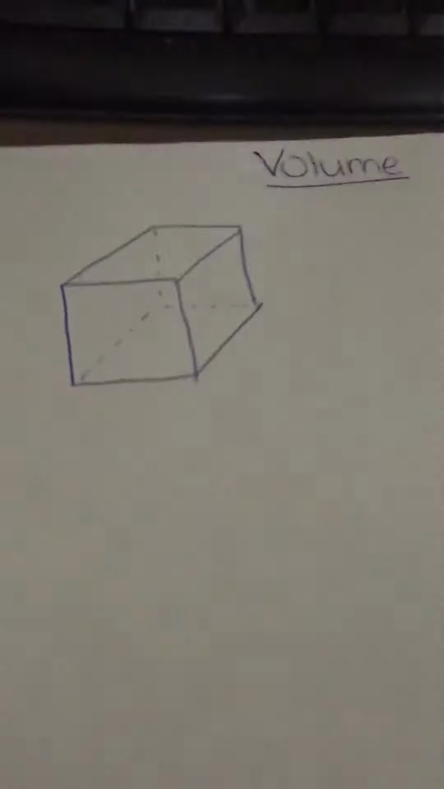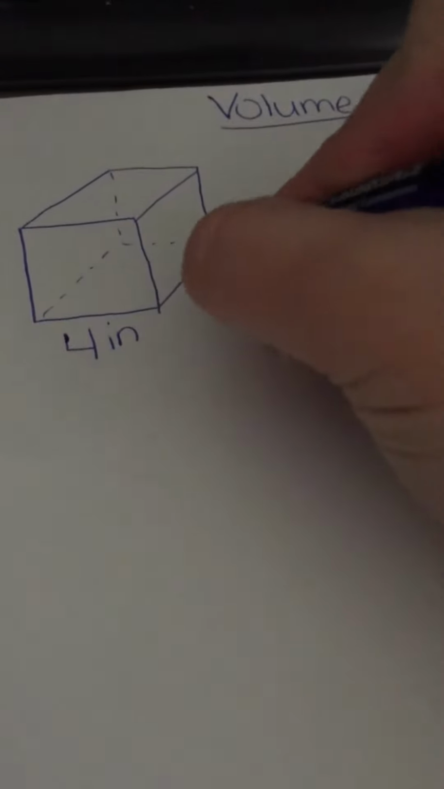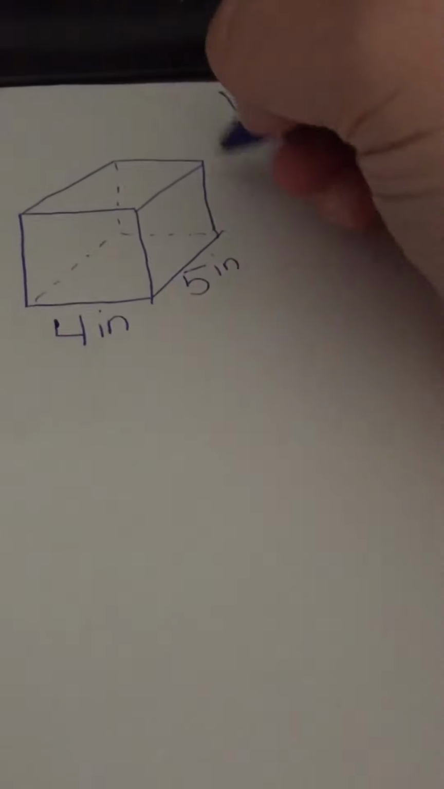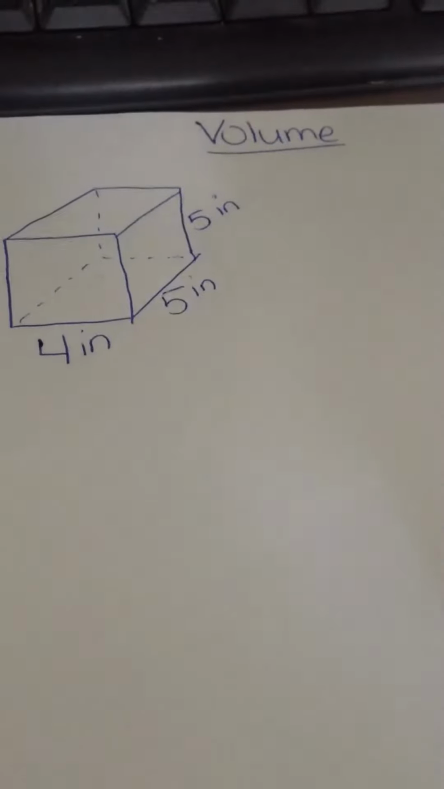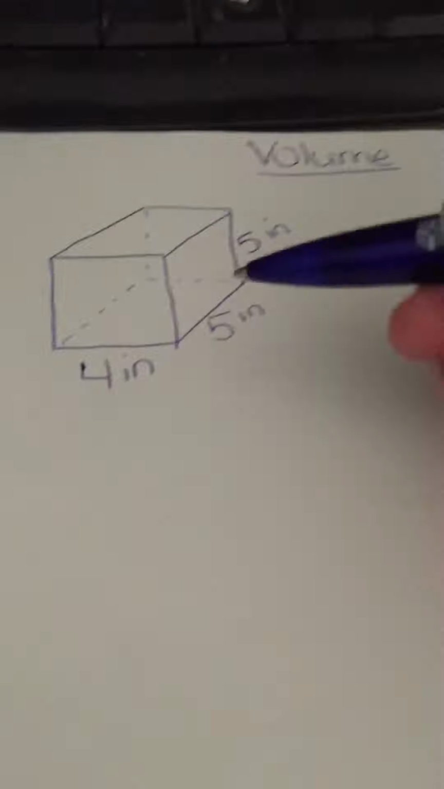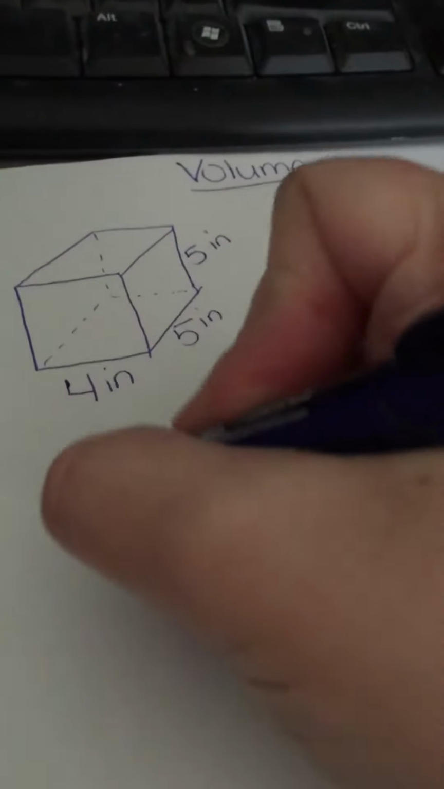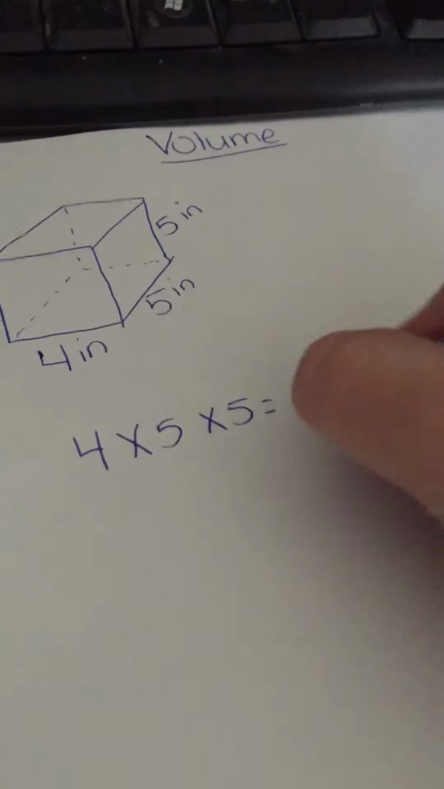So I have here my rectangular prism, and I'm going to label some of my dimensions. So we could say that the width is 4 inches, we could say the depth is 5 inches, and we could say that our height is also 5 inches. So if we're following our formula of length times width times depth, we would say 4 times 5 is 20, 20 times 5 is 100. So we multiplied our 3 dimensions together to get 100.